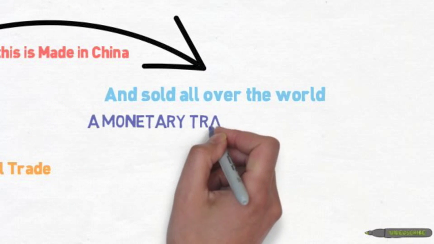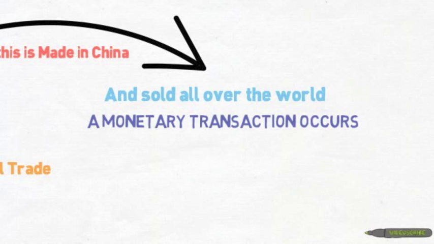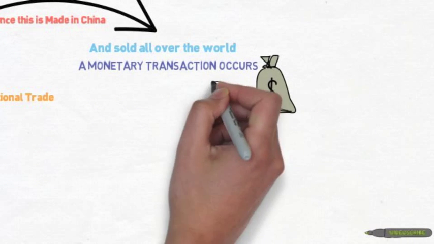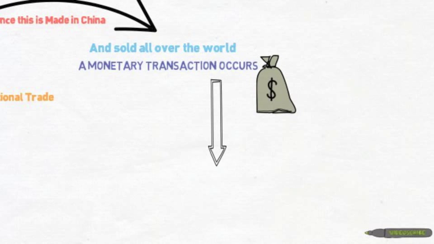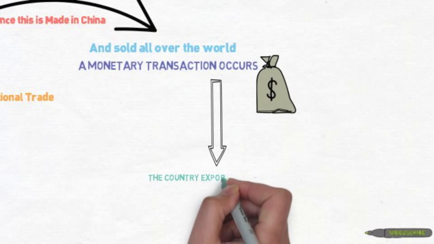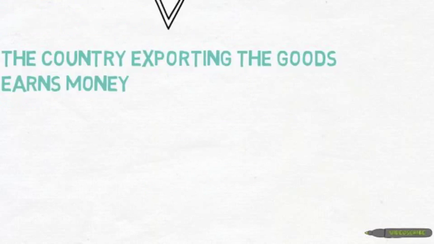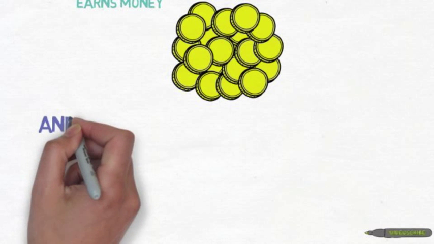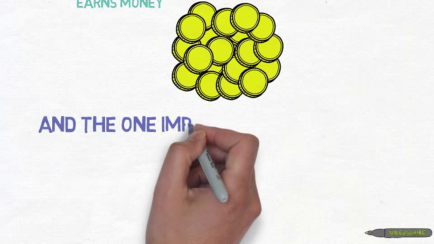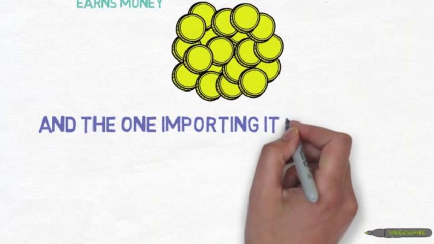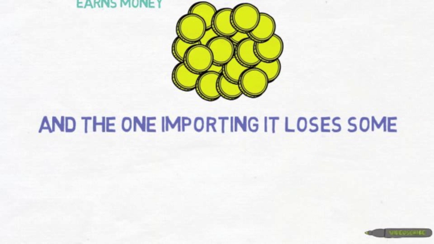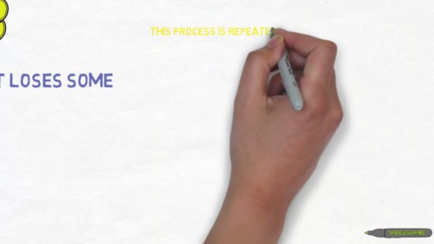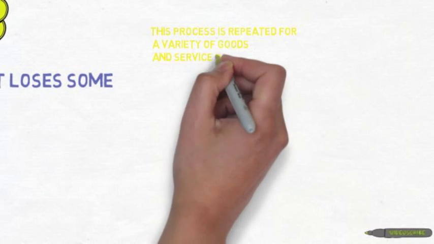A monetary transaction arises, meaning the deposit, withdrawal, transfer, or exchange of money takes place. Therefore, the country exporting the goods earns money due to the foreign payment made by the importer, but in its same currency. And the country importing the good loses, or rather pays money for it, again in the same currency. This process is repeated for every type of good or service sold.